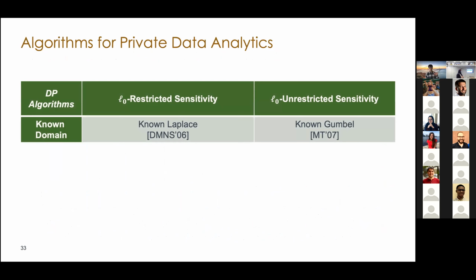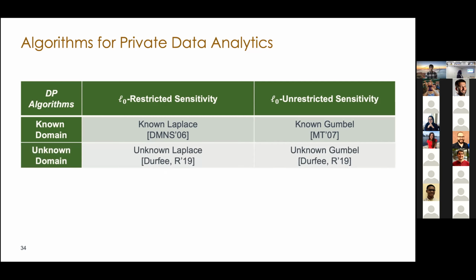So let me just point out the algorithms that we have for private data analytics. The first 2 algorithms that I talked about work in the known domain setting, where we know the histogram, we have access to all things, and we know the labels of the histogram as well. Now in the unknown domain setting, where we don't know the labels and we don't know that we're getting the entire histogram, we have 2 algorithms, one with Laplace noise and one with Gumbel noise, in these 2 settings, the restricted sensitivity and unrestricted sensitivity settings.